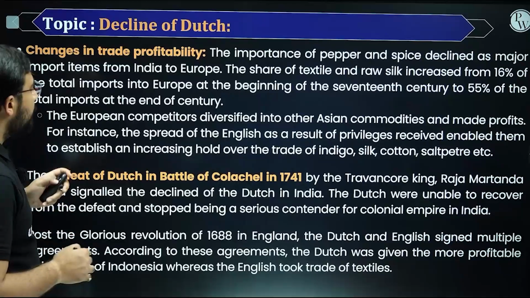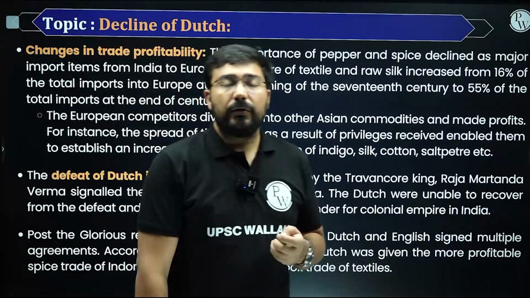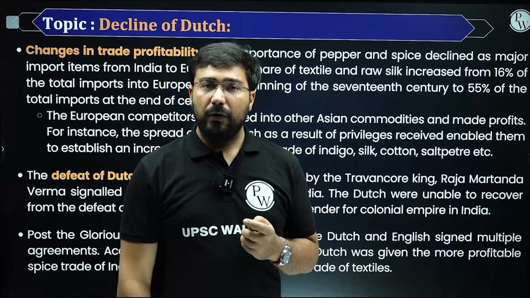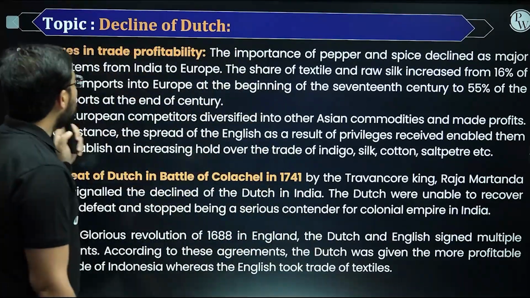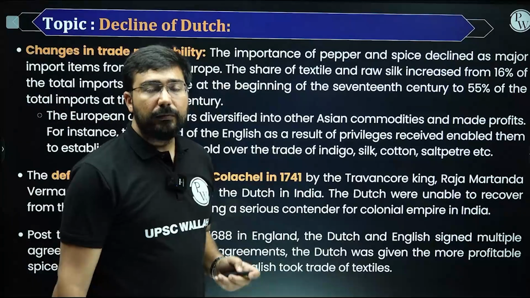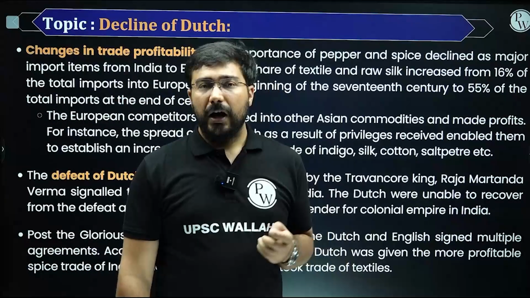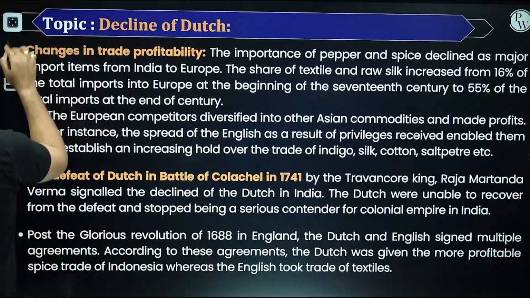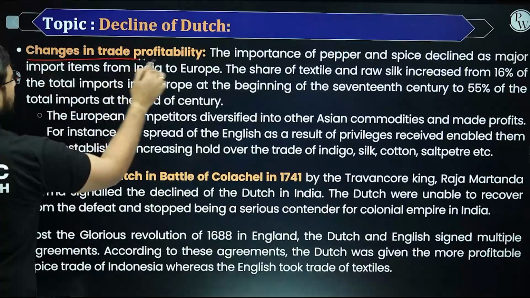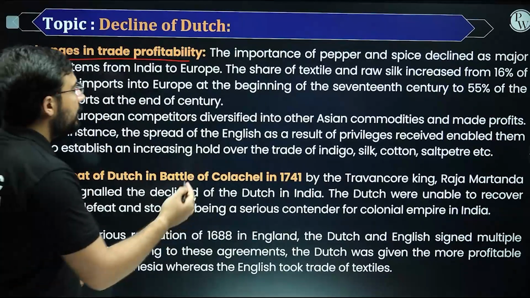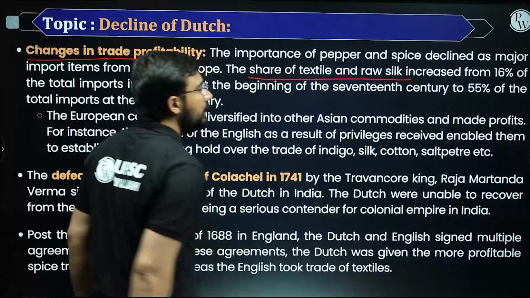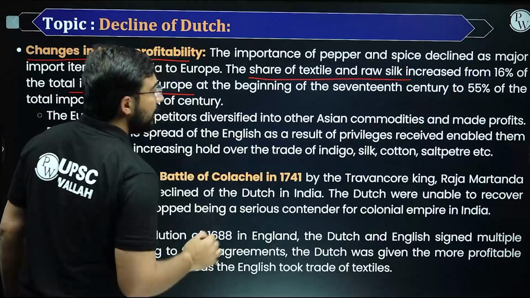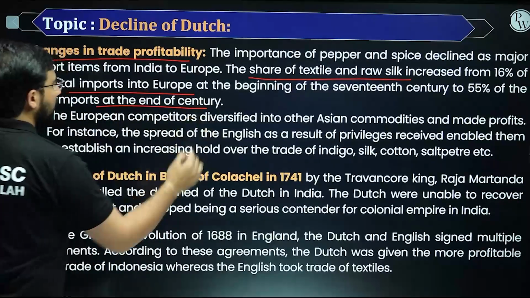Next, if we see, with the period of time, the Dutch were not able to sustain this monopoly, and there were multiple factors responsible for that. And what were those? Number one, whatever methods they were applying in the trade and commerce, they stopped working after a period of time. Please see, number one, it was the change in profitability which affected them, right? If you see, the share of textile and raw silk in the total import to Europe increased from 16% at the beginning of the 17th century to 55% at the end of the century.